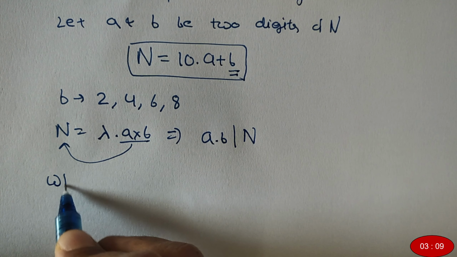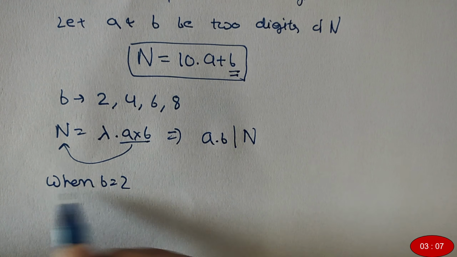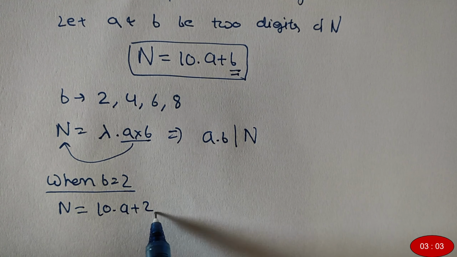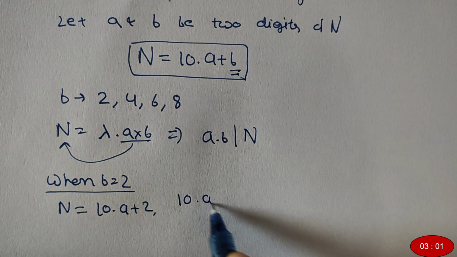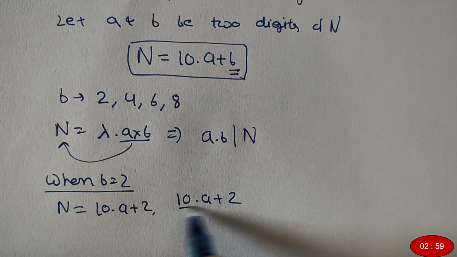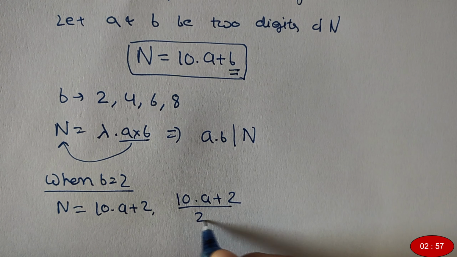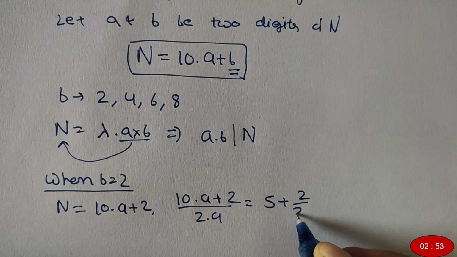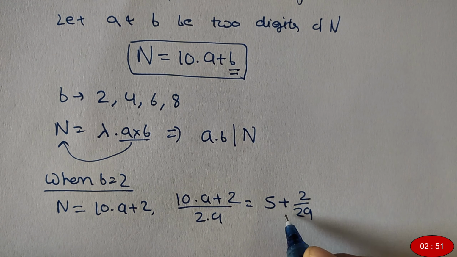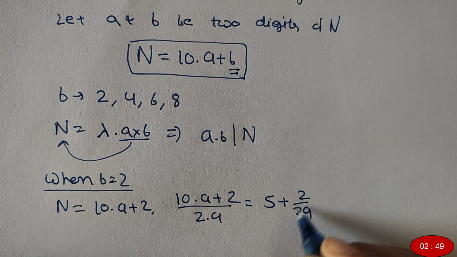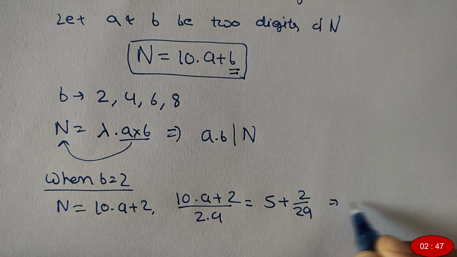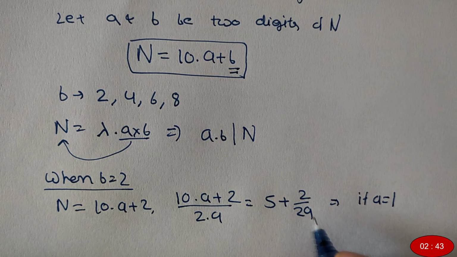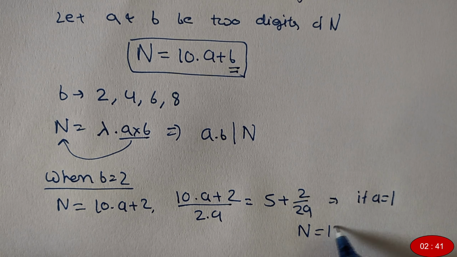When B equals 2, then n becomes 10A plus 2. This means 10A plus 2 must be divisible by A times B, meaning 2A. This equals 5 plus 2 divided by 2A, since 10A divided by 2A is 5. So 2 will be divisible by 2A if A equals 1. And when A equals 1, then n becomes 12.